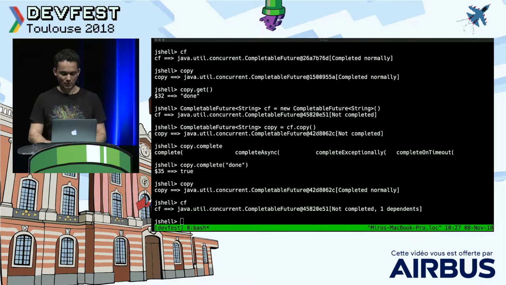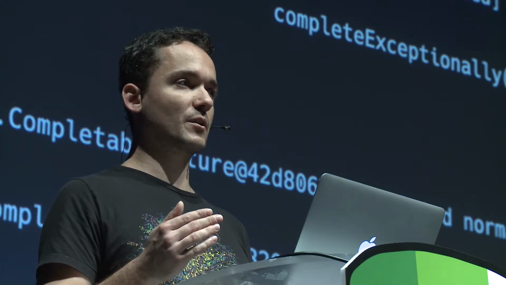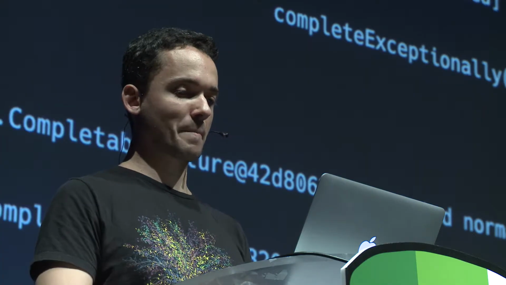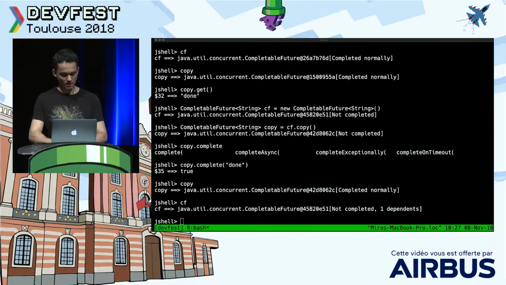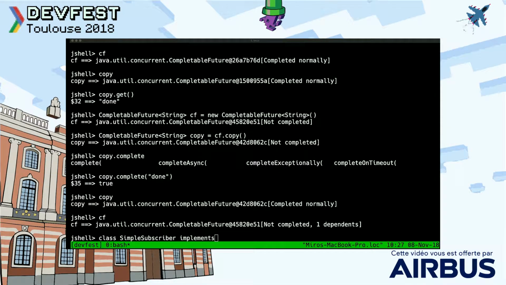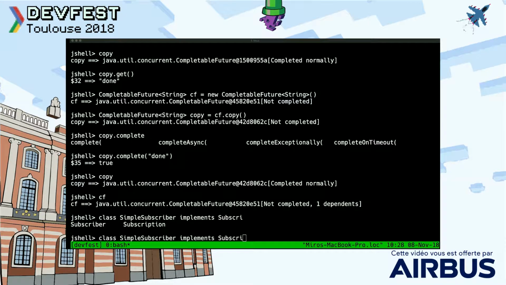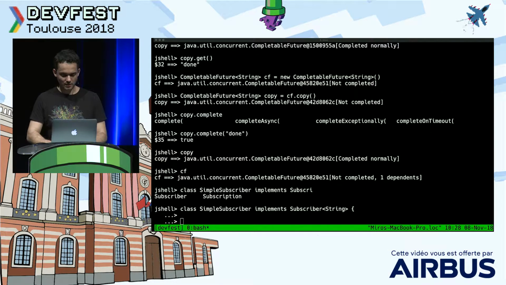So let's implement a simple flow in which we have a publisher sending messages, and we have a subscriber consuming messages one at a time. Very simple. So let's start with the subscriber. I'm going to create a class. Let's call it SimpleSubscriber. And this is going to implement the Subscriber interface. Let's say Subscriber of type String, just like this. And now we need to implement all the methods in the Subscriber interface. And there are 4 of them.